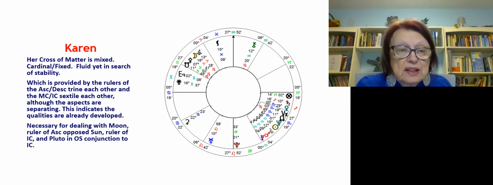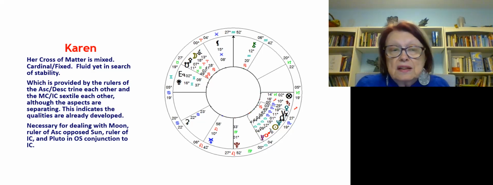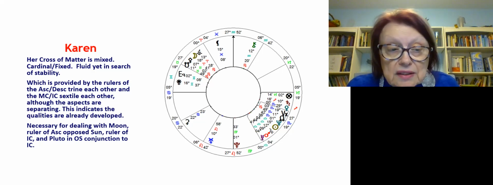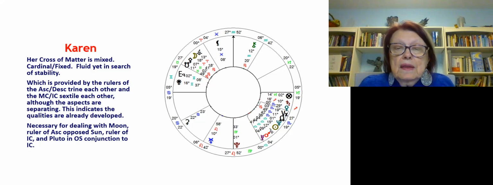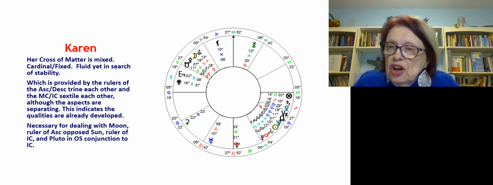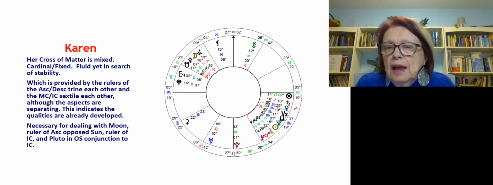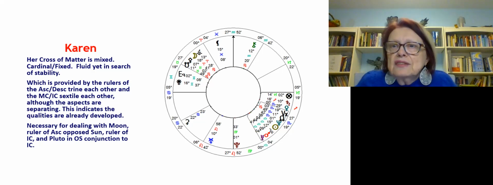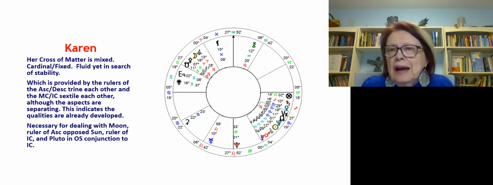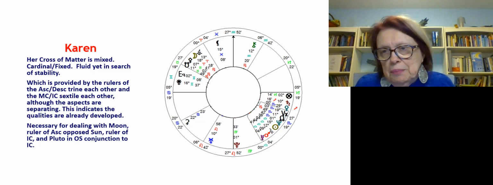This is necessary for dealing with the moon, which is the ruler of the ascendant, opposed the sun, ruler of the IC, and Pluto in an out of sign conjunction to the IC. So there's always an internal shifting of her energy. That's Pluto conjunct that IC. It may be intercepted, but it is still conjunct and it's in Virgo. So there's a constant sense of, well, I call Pluto in Virgo obsessive compulsive.